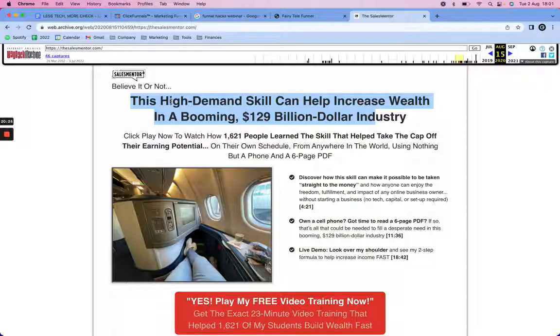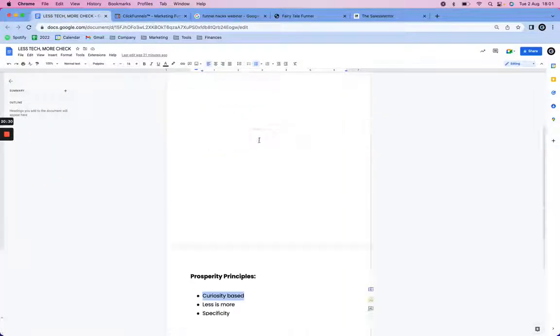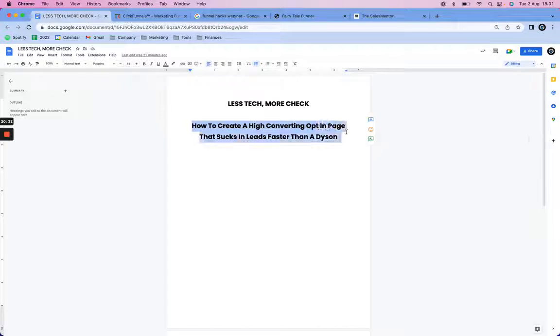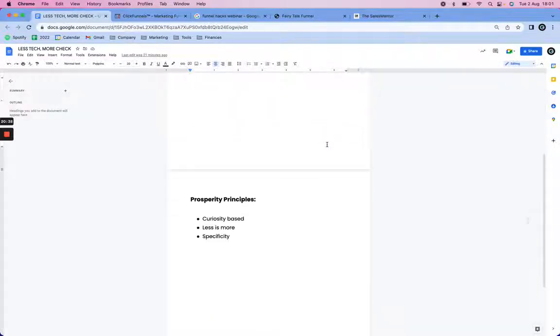So that's how you get leads. That's how you generate leads. That is how you create a high converting opt-in page that sucks in leads faster than a Dyson: by going short, less is more, a curiosity-based headline, and using specifics where you can.